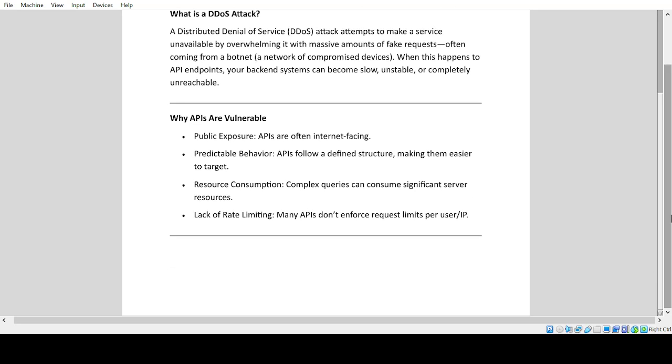Why APIs are vulnerable. Public exposure. APIs are often internet-facing. Predictable behavior. APIs follow a defined structure, making them easier to target. Resource consumption. Complex queries can consume significant server resources. Lack of rate limiting. Many APIs don't enforce request limits per user/IP.